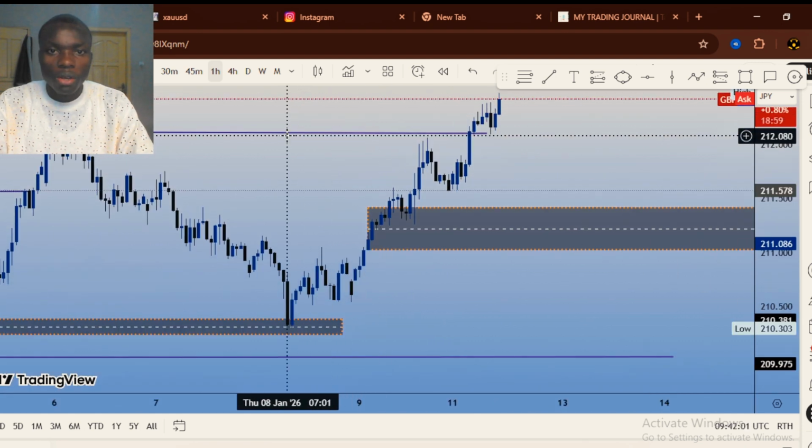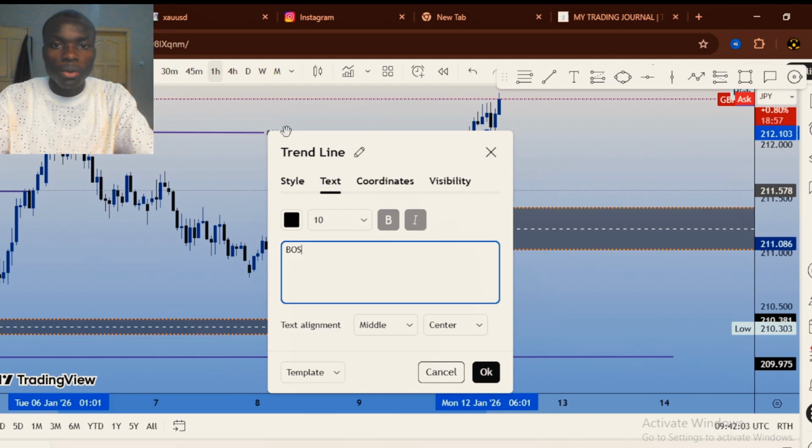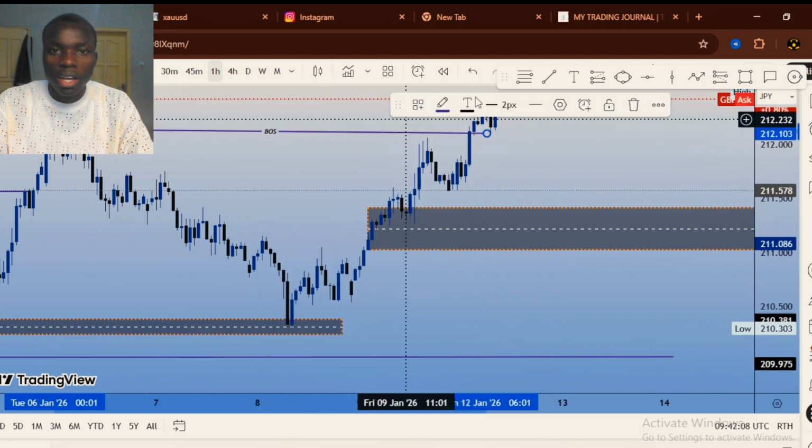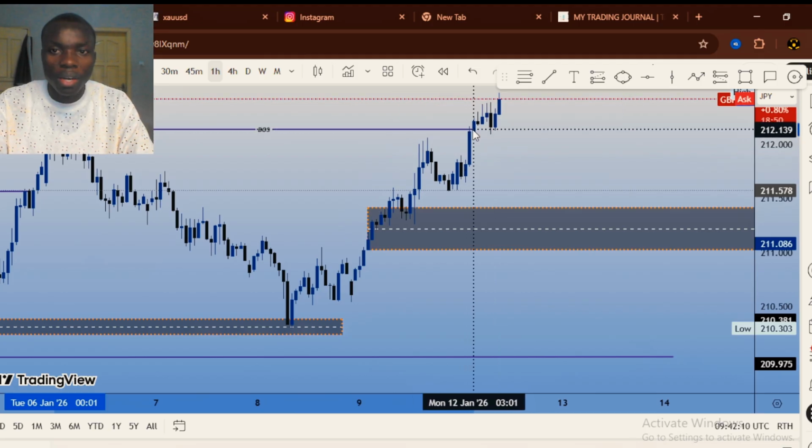I have my break of structure here. What does it mean? We are still buying. We've had a change of character, and we are buying. I'm not looking for any pullback sell.